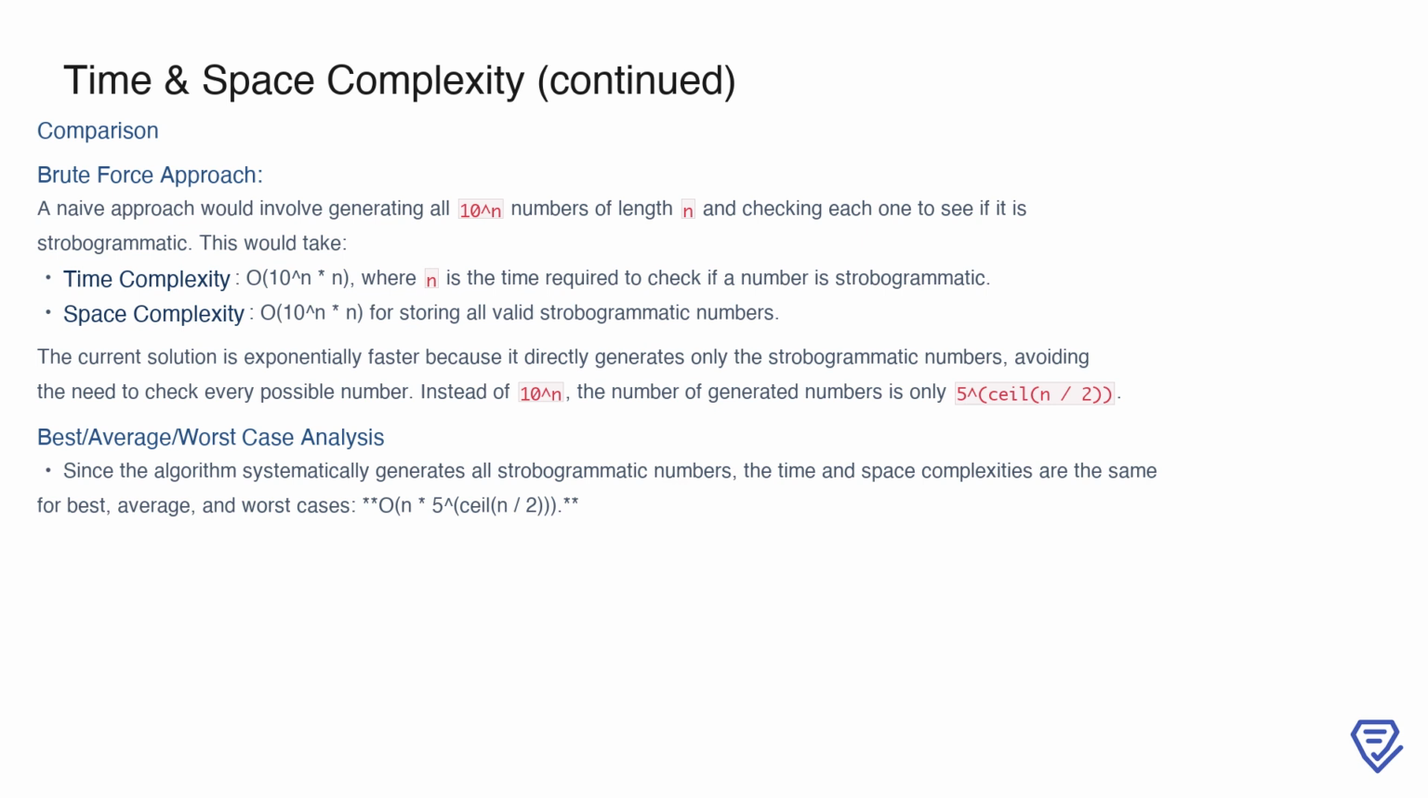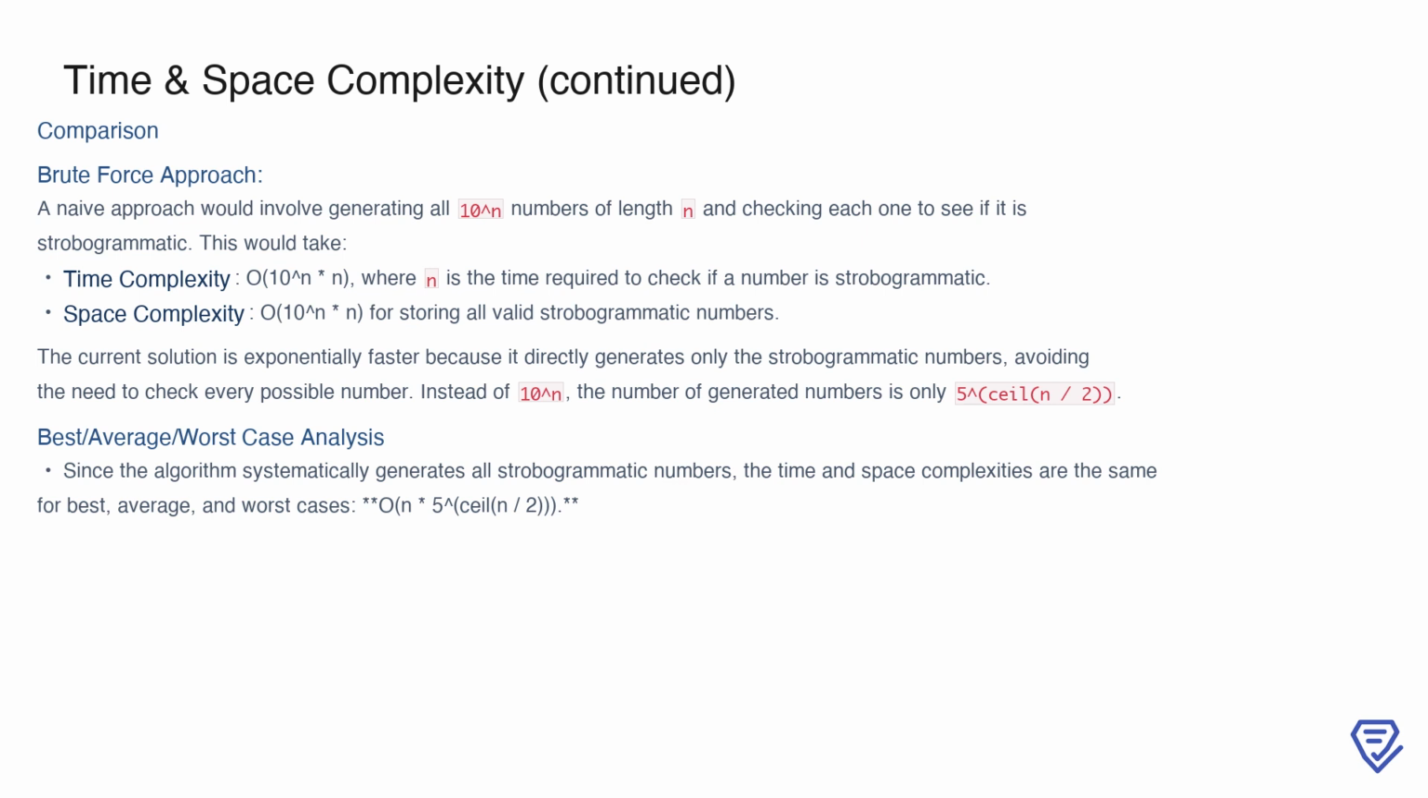A naive solution would generate all 10^n numbers of length n and then check each one to see if it is strobogrammatic. This involves a time complexity of O(10^n * n), as each number would take O(n) time to verify. The space complexity would also be O(10^n * n), for storing the valid numbers. In contrast, our optimized solution directly generates only the strobogrammatic numbers, reducing the total count to 5^ceil(n/2). This makes the algorithm exponentially faster, with time and space complexities of O(n*5^ceil(n/2)).